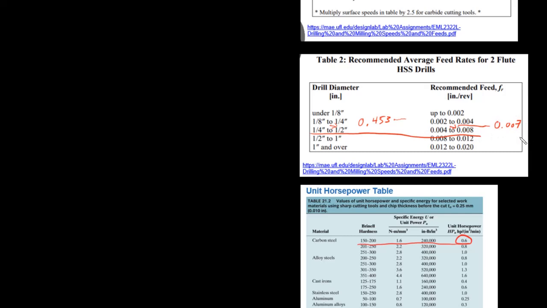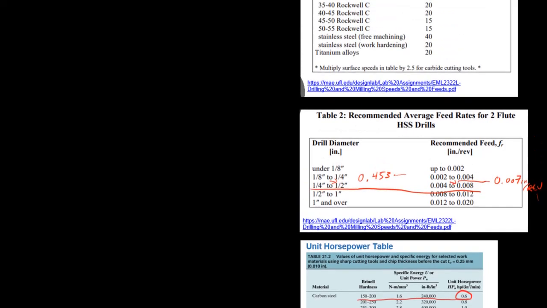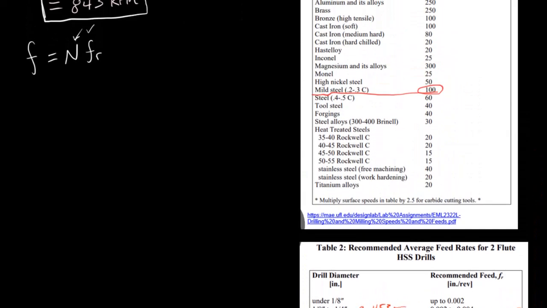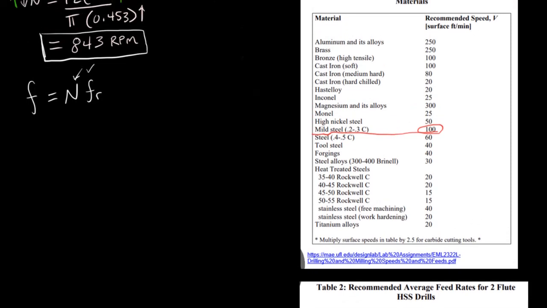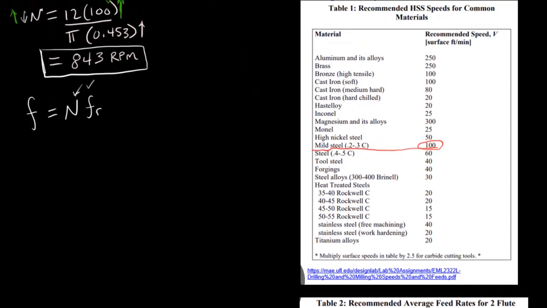So we're just going to make a rough guess that this is 0.007 inches per revolution. And in reality, you would try these out. You would see how your material reacts when you're machining and adjust from there and fine tune when you're actually machining. This just gets us in the ballpark.